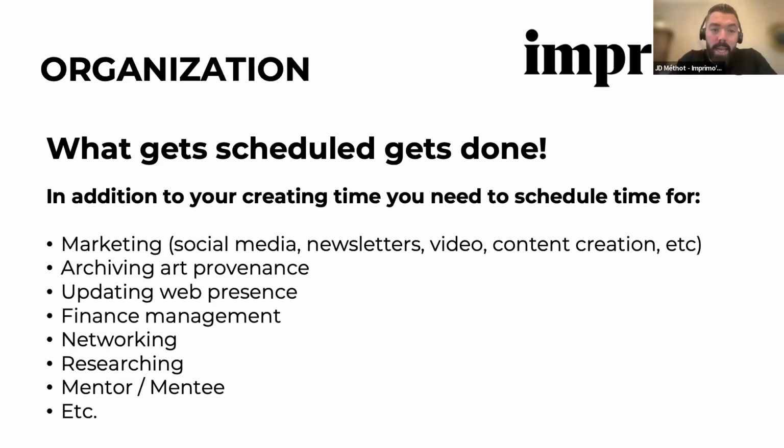And then at the end of the day, most artists are entrepreneurs, whether they like it or not, right? You have a lot of things to manage. It's not just about making work. You've got to really take the time to get organized. Very simple: what gets scheduled gets done, right? You need to be organized, and you need to prioritize the things that matter, right? In addition to your creation time, you need to find time to schedule for marketing. We touched on a lot of different things that you have to do. You have to spend time focusing on archiving your work and art provenance, updating your web presence.